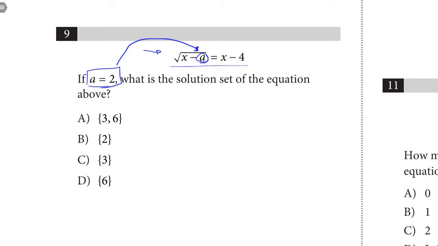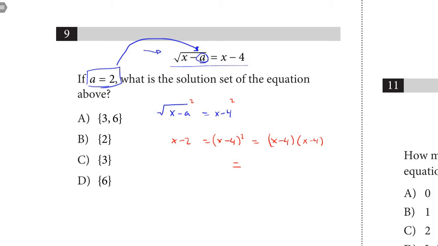Alright, so let's rewrite this. We have the square root of x minus a, is equal to x minus 4. Okay? Now, what you can do is square both sides, and when you square it, you will get rid of the square root, and you'll get x minus 2 is equal to x minus 4 squared. Now let's expand x minus 4 squared, because that is also equal to x minus 4 times x minus 4. Now what does that equal?